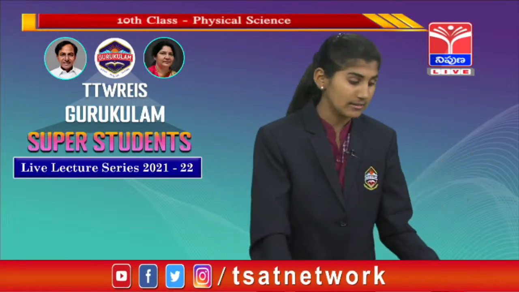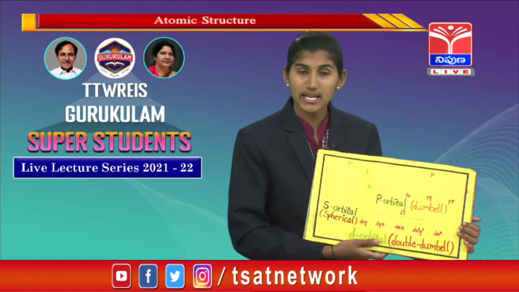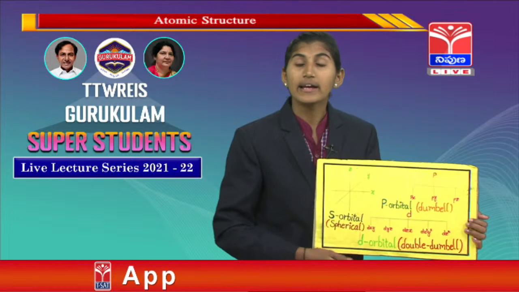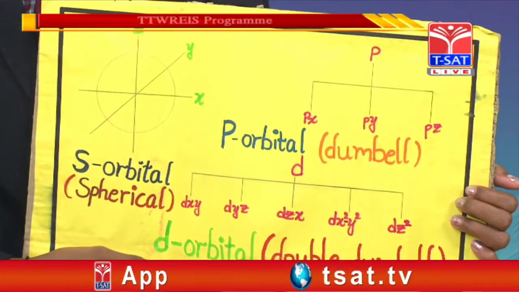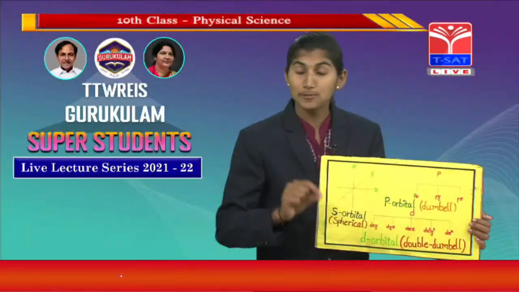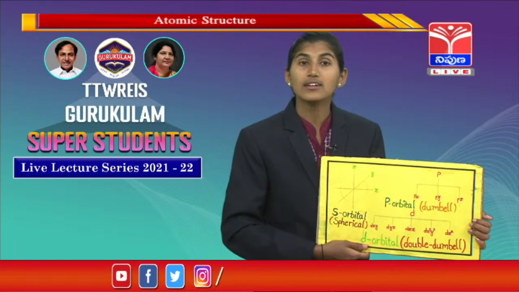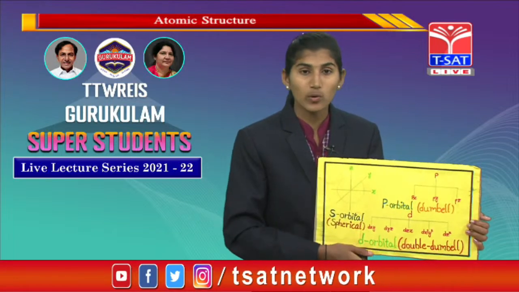And the third one is the magnetic quantum number. In this magnetic quantum number, it explains about the degenerate orbitals, meaning the orbitals that split in the presence of a magnetic field. Those are given by the magnetic quantum number.